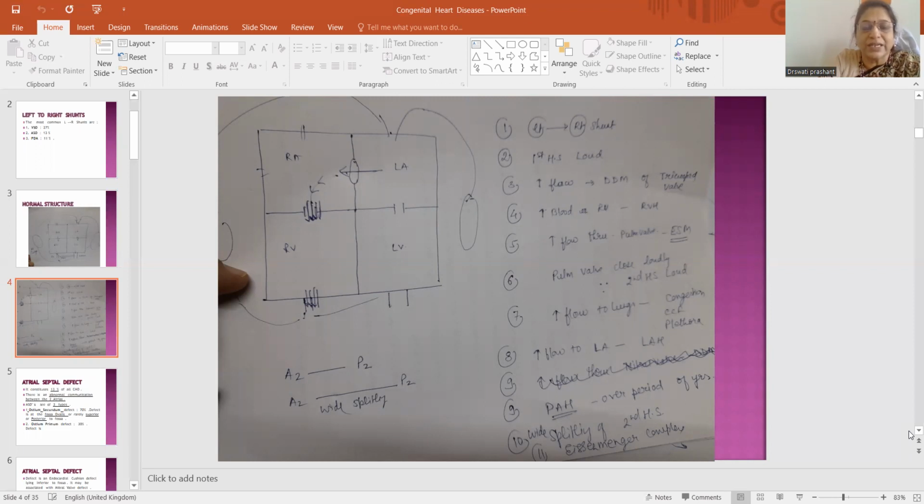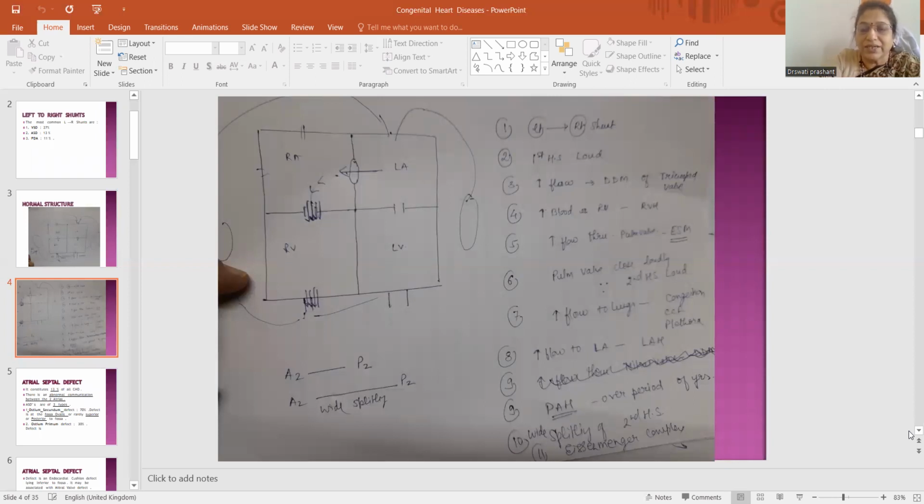Because of increased blood in the right ventricle, there will be right ventricular enlargement. Increased flow through the pulmonary artery will again cause an ejection systolic murmur, and the second heart sound will be loud when it closes. The pulmonary vessels will have more blood, and therefore there will be congestion of the lungs, leading to CCF and plethoric lungs on X-ray. Increased flow to the left atrium will cause left atrial enlargement. Over the period of years, increased flow through the pulmonary vessels will lead to pulmonary arterial hypertension, and this will lead to reversal of shunt.